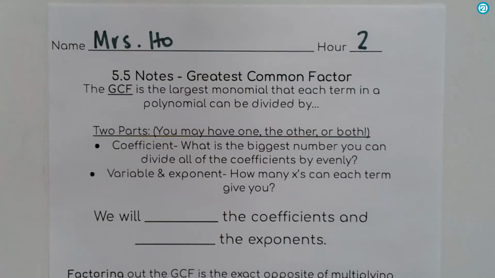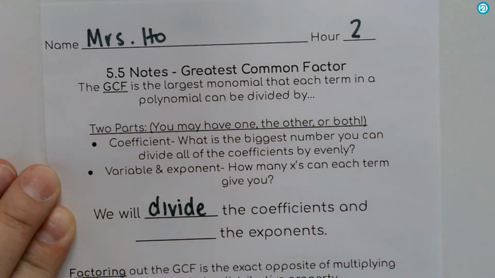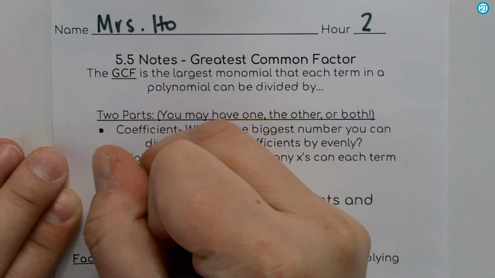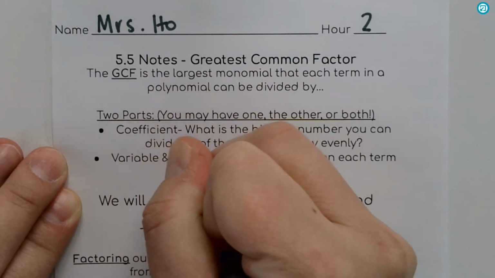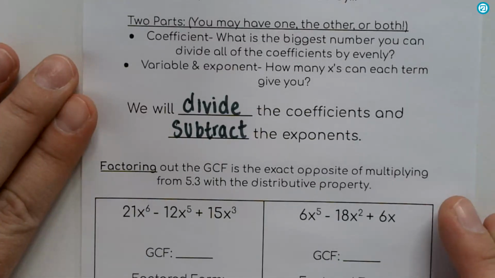Your GCF can have two parts. It may have one, it may have the other, it may have both. It can have a coefficient, which is just the biggest regular number that you can divide everything by. It can also have a variable and an exponent, and that's how many x's you can take from every single term. Once we figure out what the GCF is, we will divide the coefficients, and we will subtract the exponents.